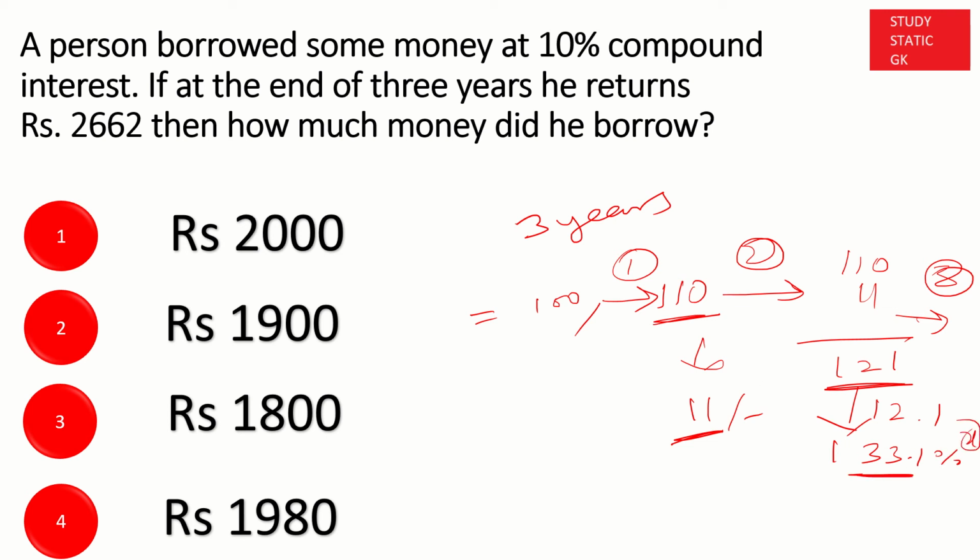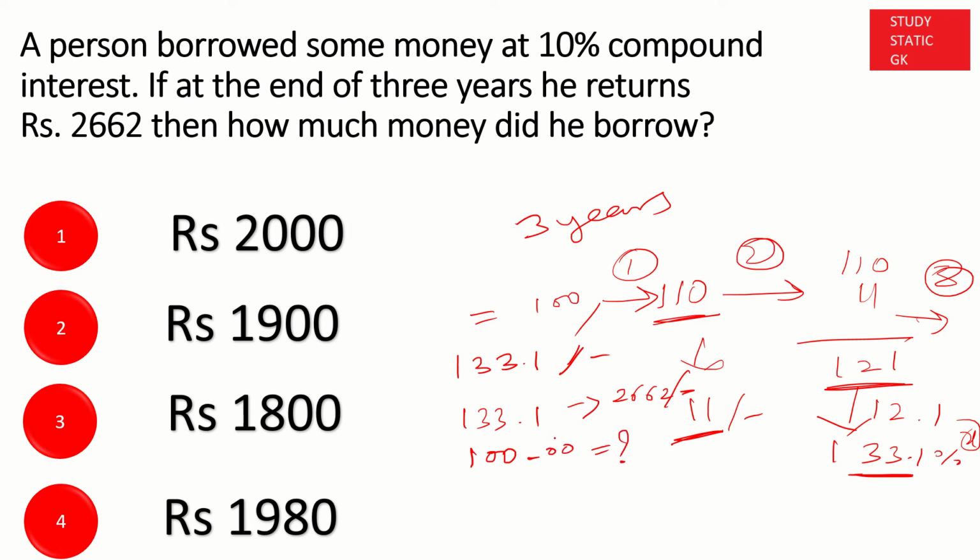So if 100 rupees are borrowed at a compound interest of 10%, then at the end of the 3 years, that 100 rupees will become 133.1 rupees. Okay, this 133.1 rupees is nothing but 2662 according to the question. Right, then he is asking how much did he borrow. That means he is asking about 100.